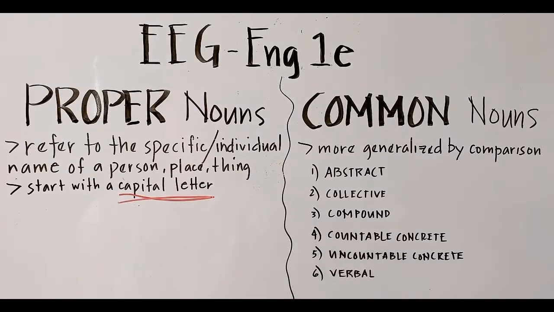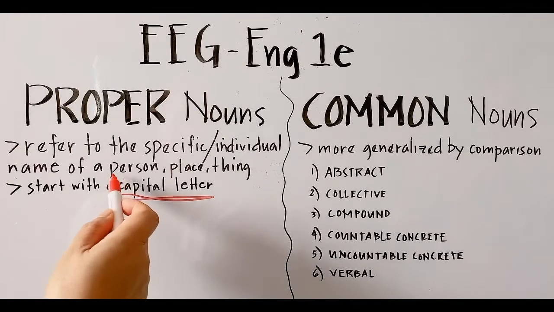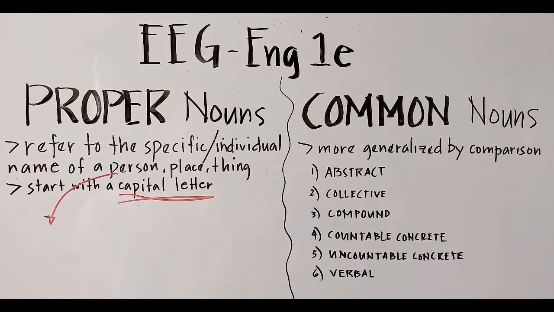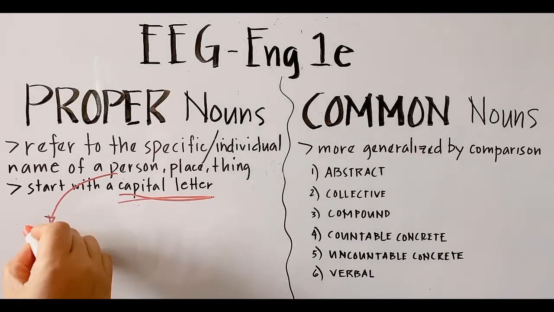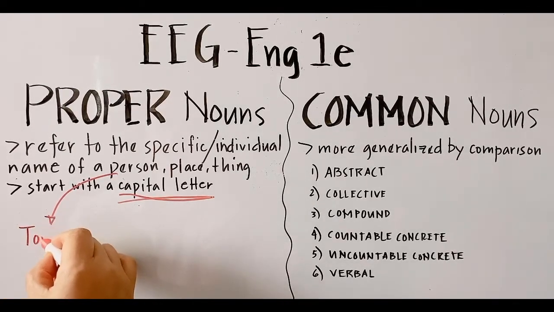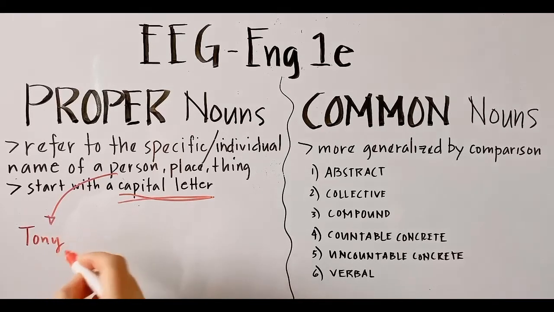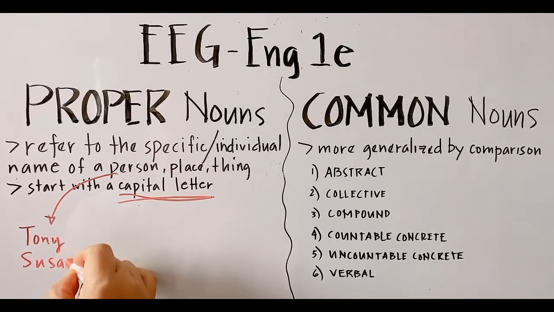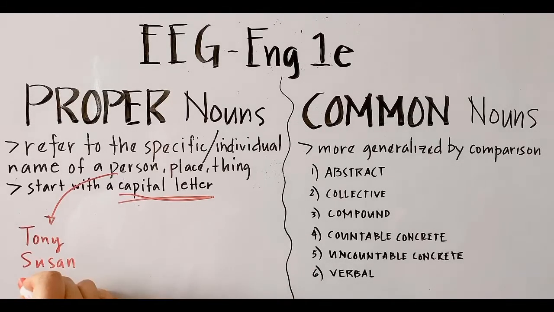All right, so let's give examples of this proper noun for a person. It can be Tony. It's the name of a person, any name. Susan. Any more? Howard. They start with capital letters. All right, so they are proper nouns.